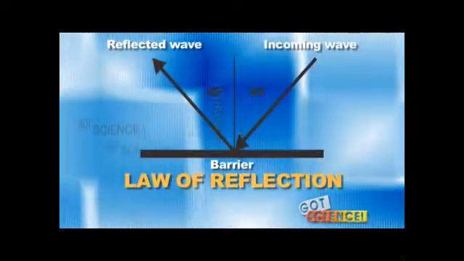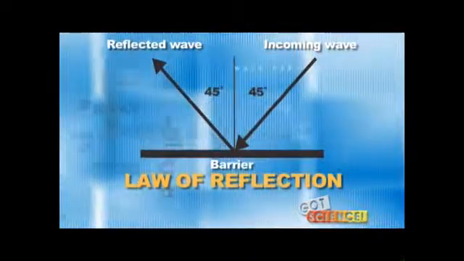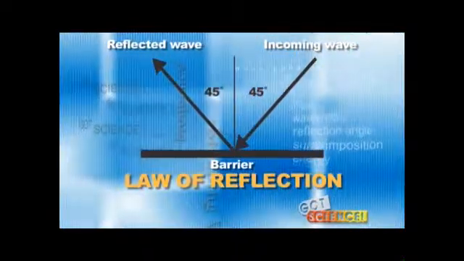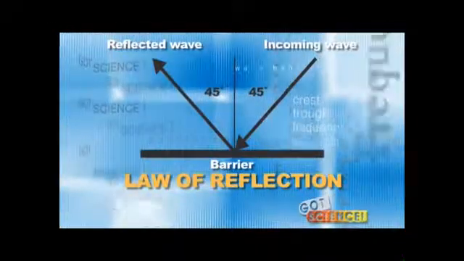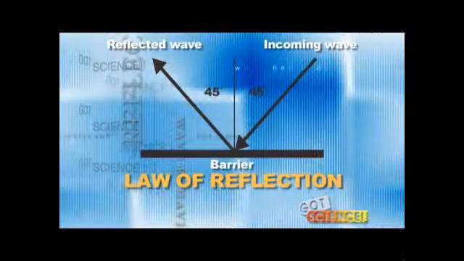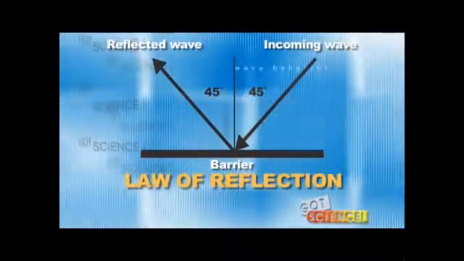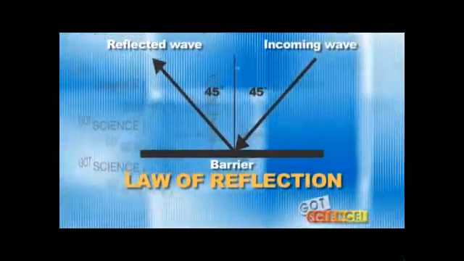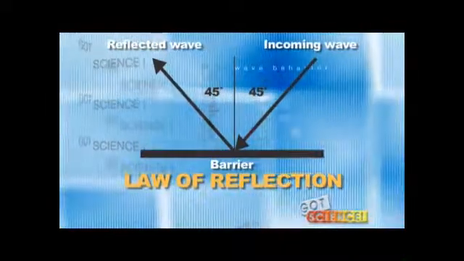Now what do you think happens when a traveling wave meets an obstacle? It bounces off, right? Yes, the wave will reflect off the surface of the obstacle, but in a very specific way. Let's say that the incoming wave strikes a barrier at a 45-degree angle. The resulting reflected wave will then travel away from the barrier at the exact same angle, 45 degrees. This is called the law of reflection.